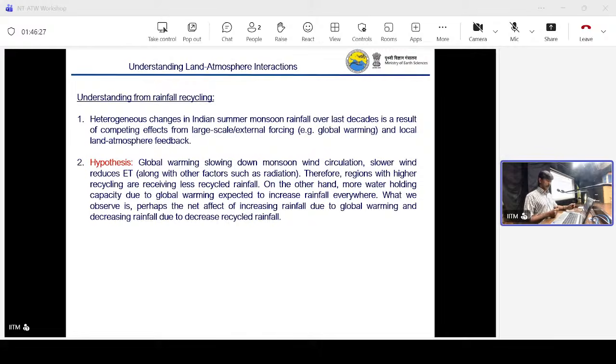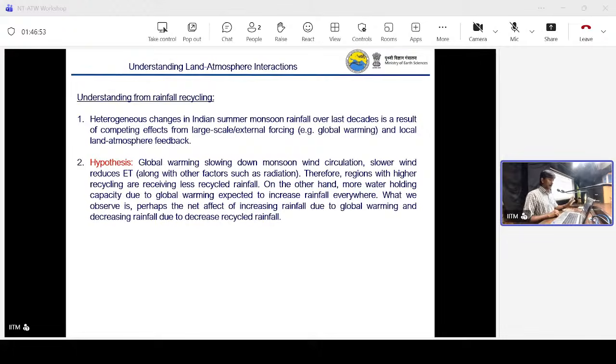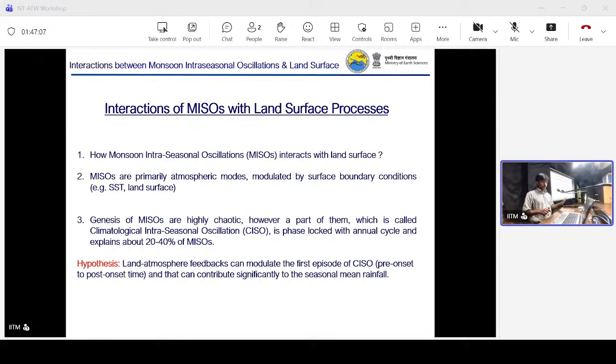Once you have a slowing down of circulation, what we see from observation is that it is going to decrease your evapotranspiration, and this evapotranspiration is affecting where you have more recycled rainfall, particularly the Indo-Gangetic plain or northern India. You have a lot of recycling here. So on one hand, global warming is trying to increase rainfall everywhere, and on the other hand, due to slowdown of circulation, it is decreasing the rainfall over the Indo-Gangetic plain, and as a result, what we see is decreasing somewhere, increasing elsewhere. So this is the first part.